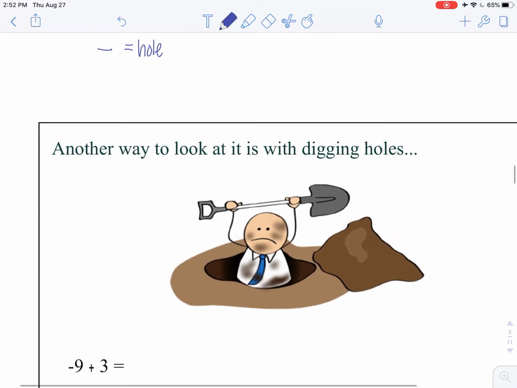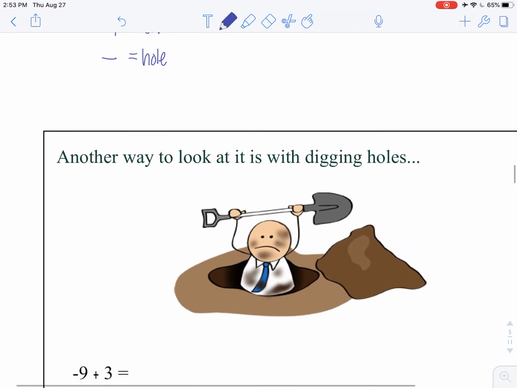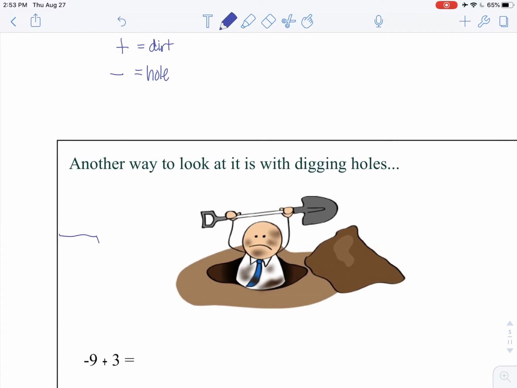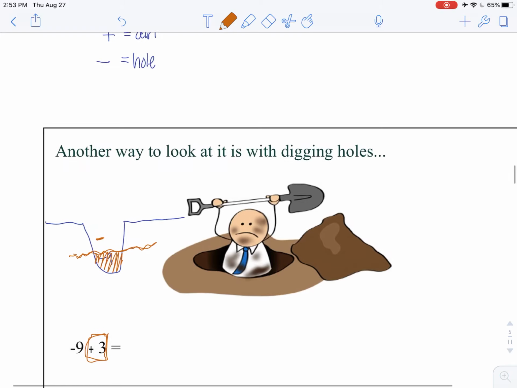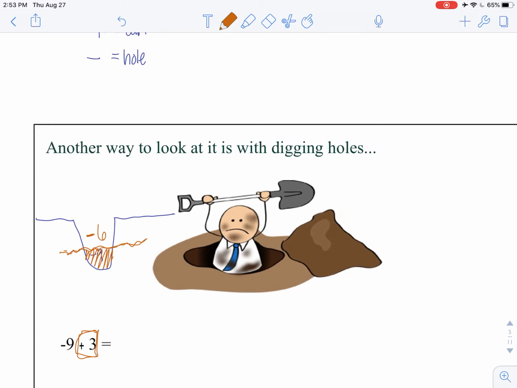So when I'm at -9, that means I have a hole that is 9 feet deep or 9 meters, whatever you want. I am missing 9 feet of dirt. And then what we're going to do is we're going to add 3 feet of dirt. So I'm going to add 3 feet of dirt in this hole. I still have a hole, so it's still negative, it's still missing, but my hole is no longer 9 feet deep. It is only 6 feet deep now because I added 3 feet of dirt. So -9 plus 3 is -6.